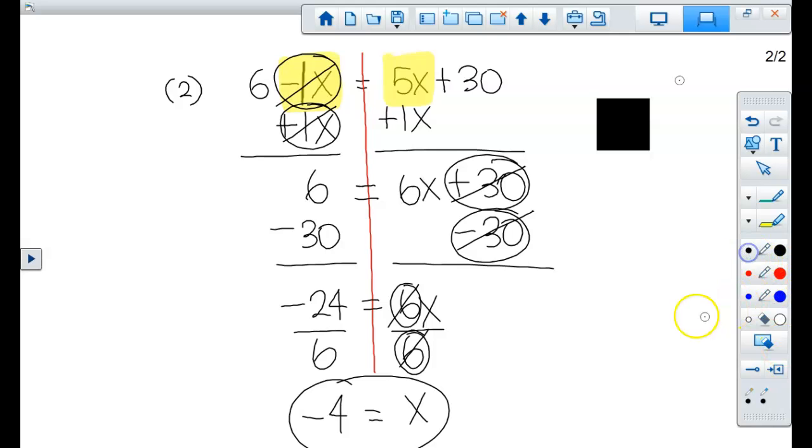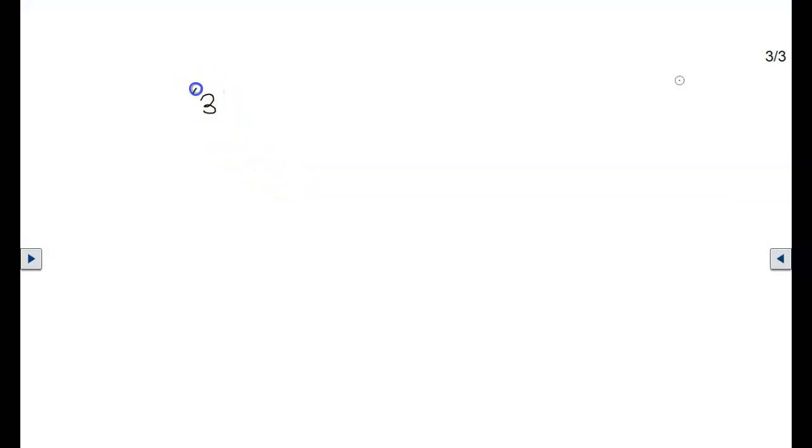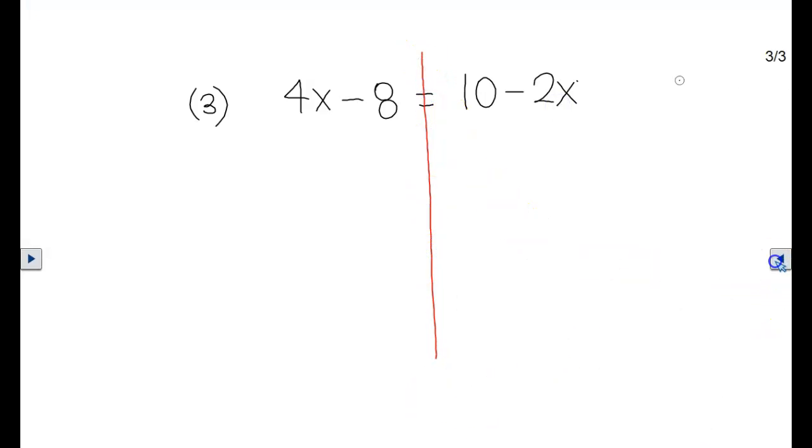All right, let's do one more. Let's do 4x minus 8 is equal to 10 minus 2x. Line through the equal sign.